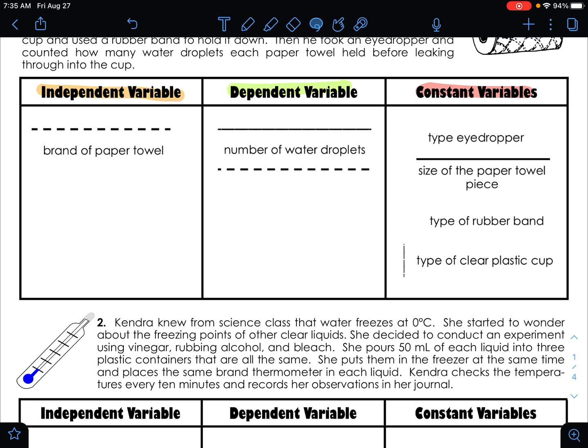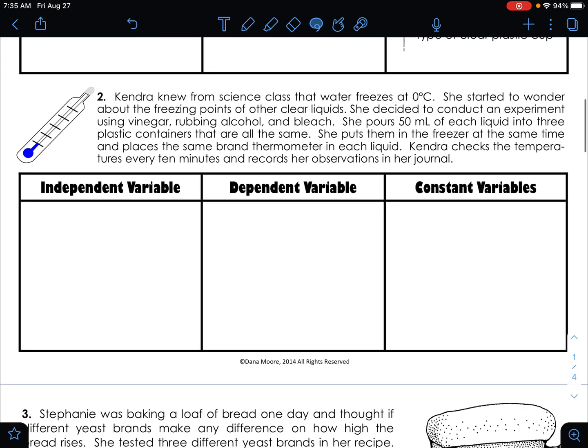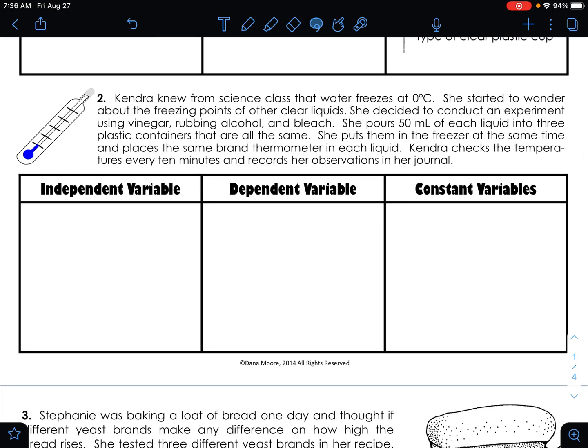Okay, so let's move on to the next one. Kendra knew from science class that water freezes at 0 degrees Celsius. She started to wonder about the freezing points of other clear liquids. She decides to conduct an experiment using vinegar, rubbing alcohol, and bleach. She pours 50 milliliters of each liquid into 3 plastic containers that are all the same. She puts them in the freezer at the same time and places the same brand thermometer in each liquid. Kendra checks the thermometer every 10 minutes and records her observations in the journal.